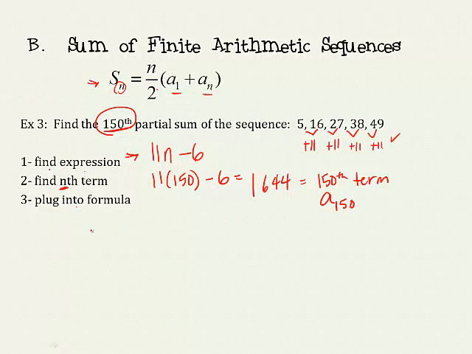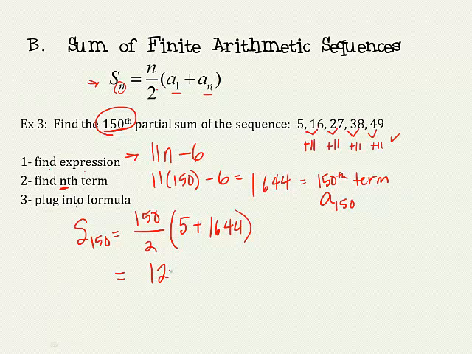Now I plug it into the formula. Well, the formula says the sum of, and we're going to the 150th term, equals 150 divided by 2 times, well, a sub 1 is the first term of the sequence, that's 5, plus a sub n. What is the 150th term? We just calculated that, 1644. All right, so I just put this in my calculator. Just remember to do what's in the parentheses first, then multiply by your fraction. And I get my solution, 123,675. That is the 150th partial sum of that sequence.